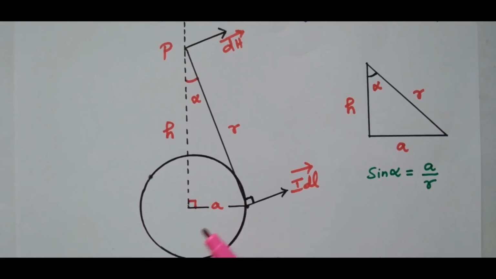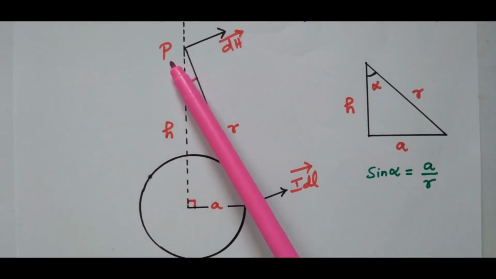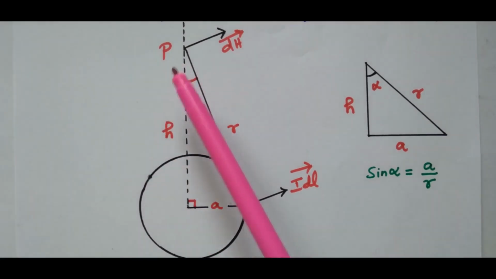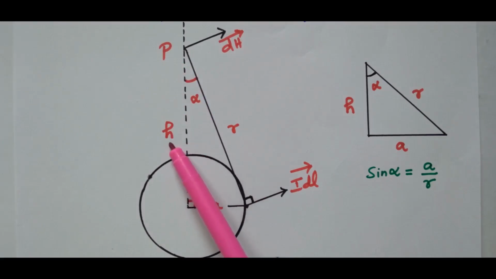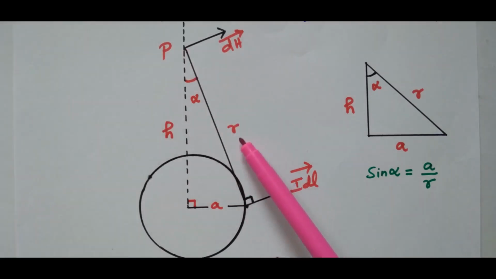Our aim is to find the magnetic field intensity at this point P, which is at a distance h meters from the center of the current loop. This current loop is assumed to have several current elements, n number of current elements. We consider one current element at this point, I dl vector. The distance between this current element and point P is r meters.